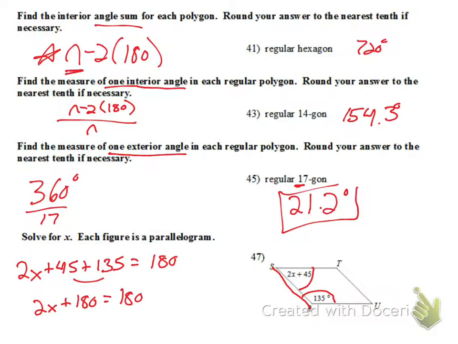Now don't get stuck here. You can still keep going. I'm going to minus 180 on each side. So I'm going to get 2x is equal to 0. I'm going to divide each side by 2. And 0 divided by anything is going to be 0. So x is equal to 0. If that's tricky to you, just plug it back in. So 2 times 0 plus 45 would be just 45, right? And then if I did 45 plus 135, I would get 180, so that this line right here is 180.